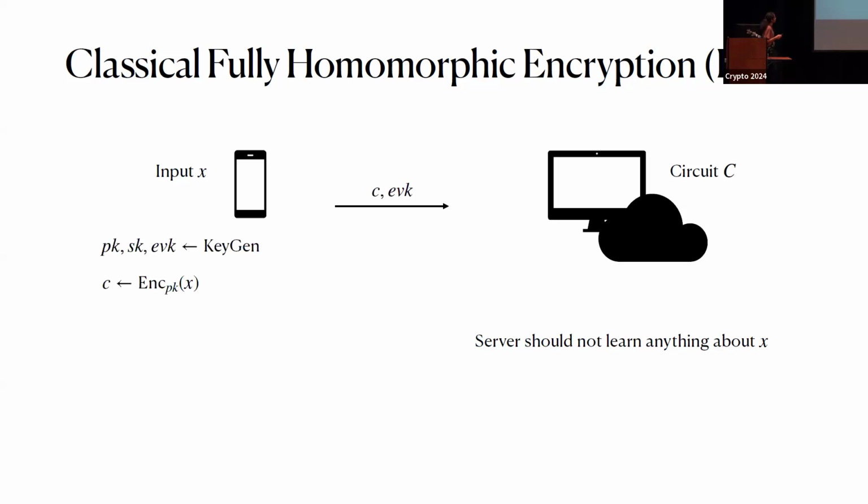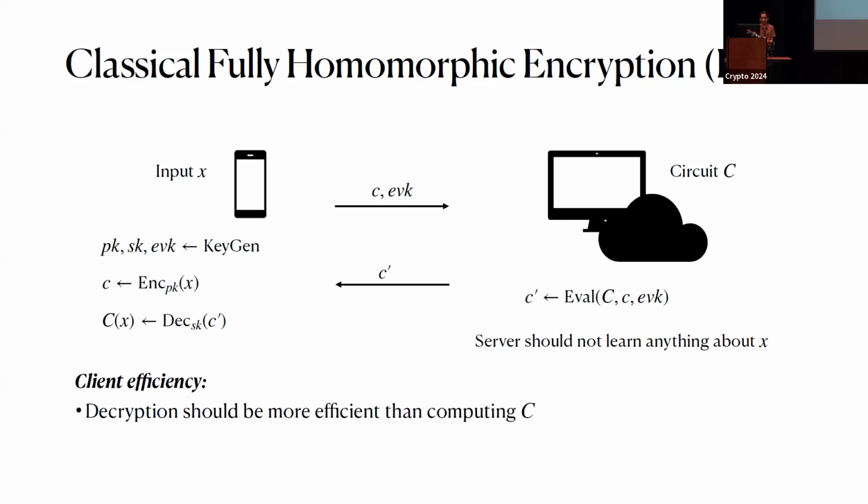What FHE allows you to do is the client can encrypt X as a ciphertext and send it along with some evaluation key to the server. The server can then use this evaluation key to compute C on X homomorphically under the encryption, so that when the client finally decrypts this output, it gets back C of X. And of course, we want the client to be efficient. That is, the decryption should be more efficient than computing C itself.